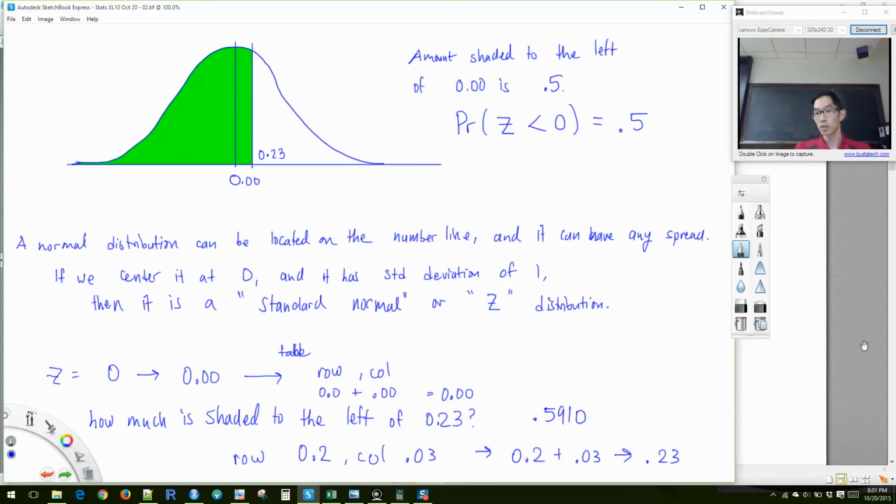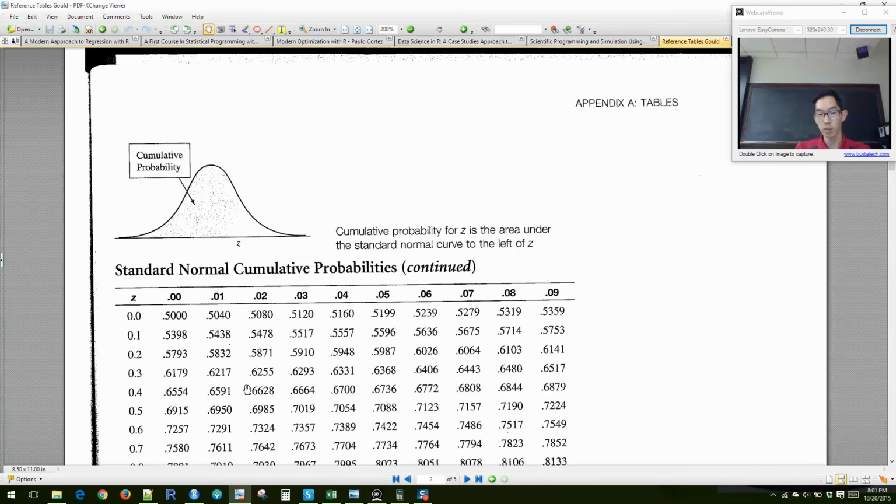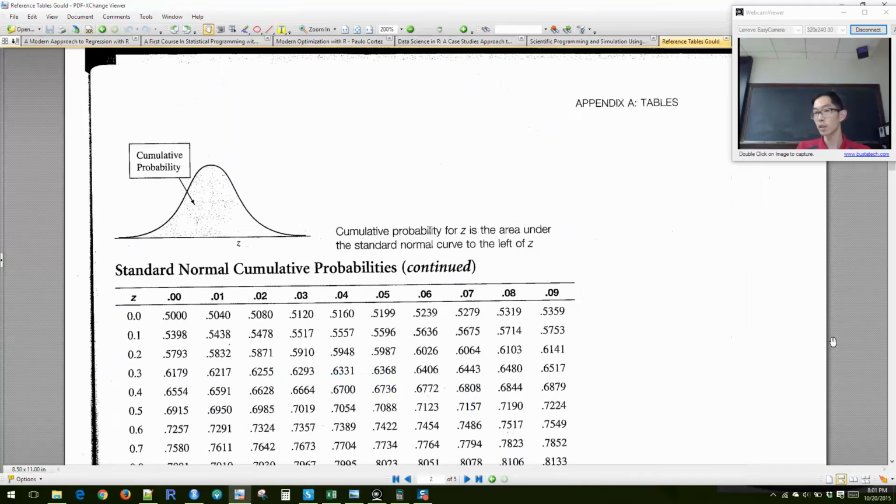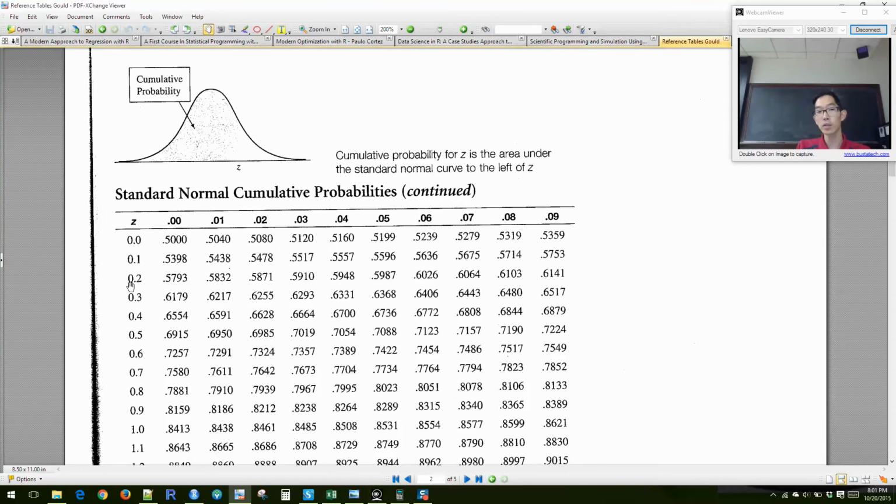So the last step, where you're locating the numbers, I can see the row. I'm on the second page, right? I'm looking at how much is shaded to the left of 0.23. So I want to go to the row 0.2 and the column 0.03. On my Z table, I go to the row 0.2, and then I go to the column 0.03, and I go to where those two numbers intersect. And that number here is 0.5910.